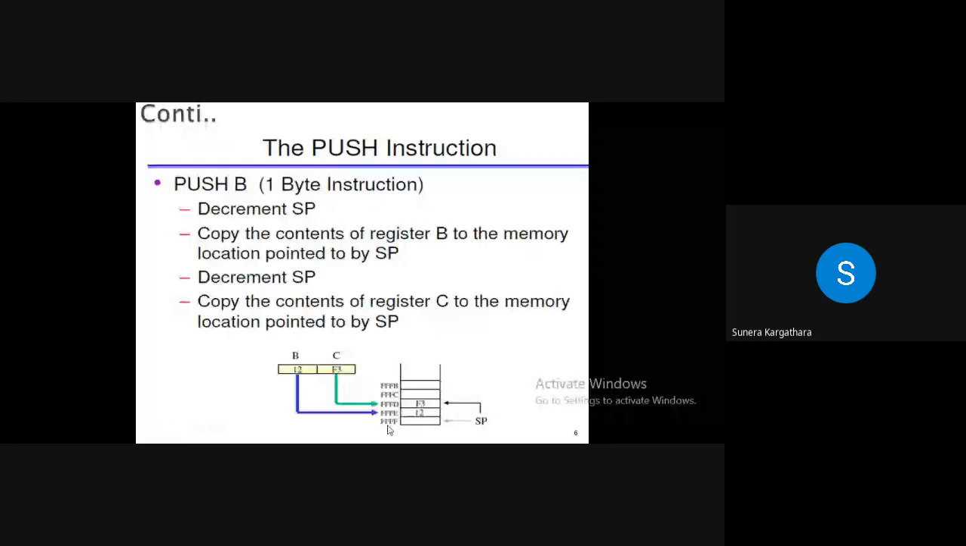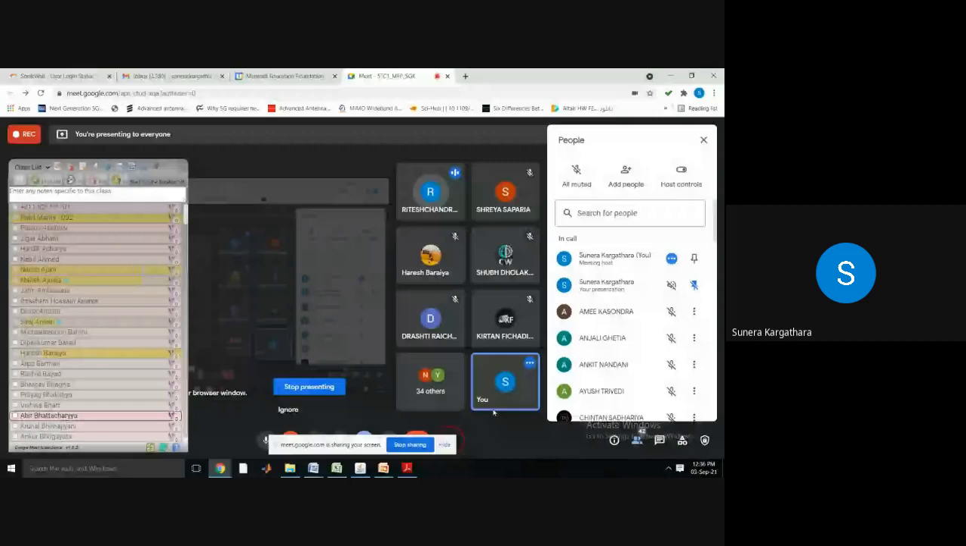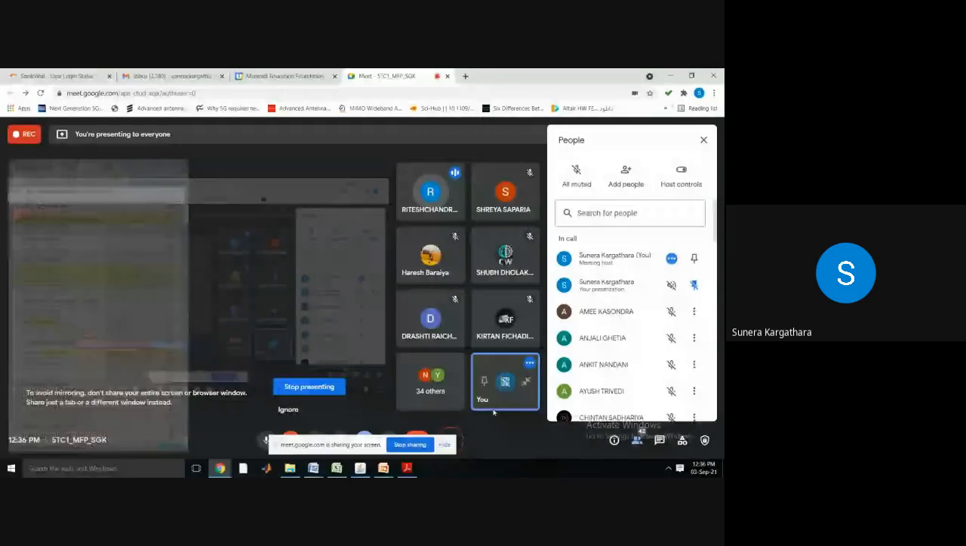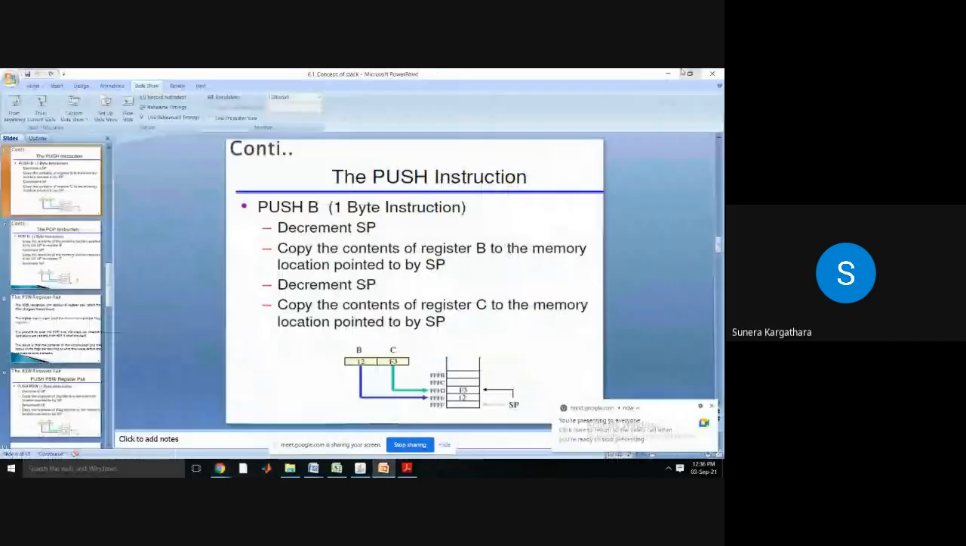How this push instruction will work? Repeat any part, student? Is it clear? Again, I got disconnected or whatever. Yes, ma'am, clear. Yeah, it's clear. Okay, students, is it clear to everyone? Right? How push instruction will Ma'am, work? Yes, please.